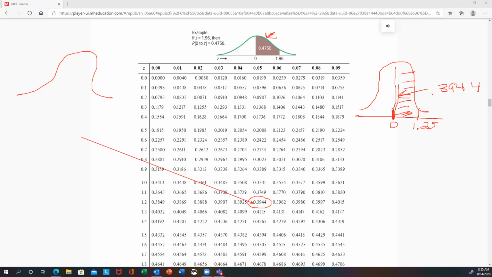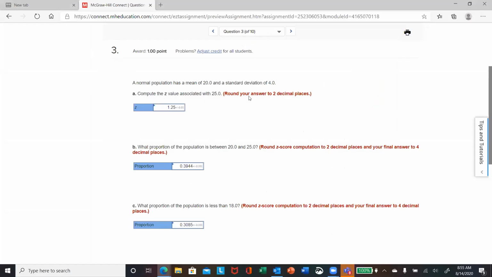And if I go back to the problem, let me change my screen share. There we are. You can see that's basically your final answer.